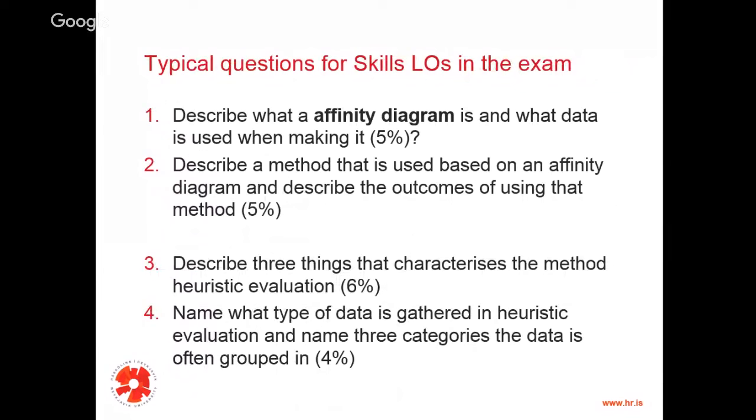So these are typical questions for skills. Describe what an affinity diagram is and what data is used when making it. I think this is actually an example from the exam I did put in there. And then describe a method that is used based on an affinity diagram and describe the outcomes of using that method. Describe what an affinity diagram is. What would you say here?